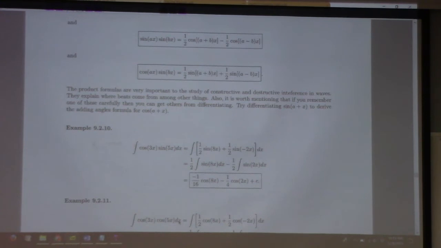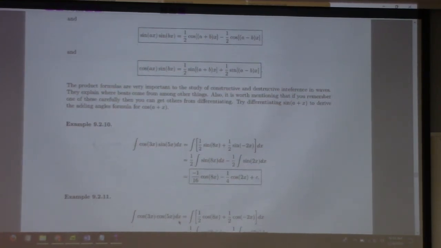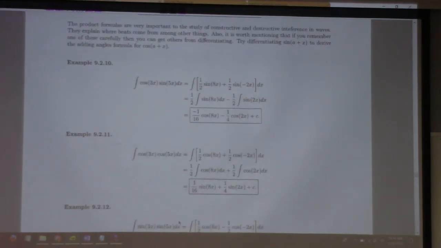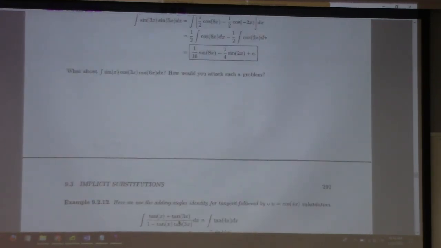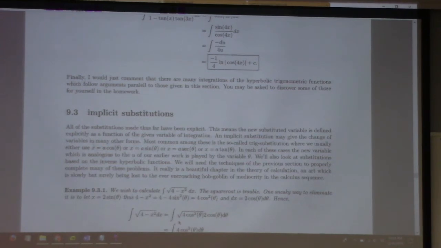Now, these almost never come up past this point in the course, but you do need to know them for the next test. And they are important to like the study of wave motion and other things, beats on a string. Like the musical phenomena of beats has to do with the trigonometry here. And that brings us to section 9.3, which is on implicit substitutions. With that, I will shut up.